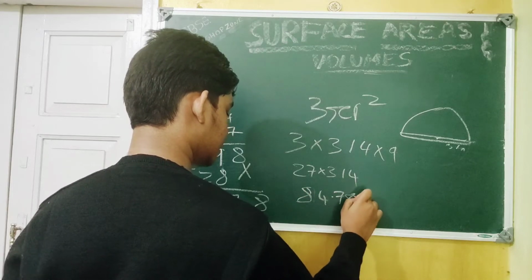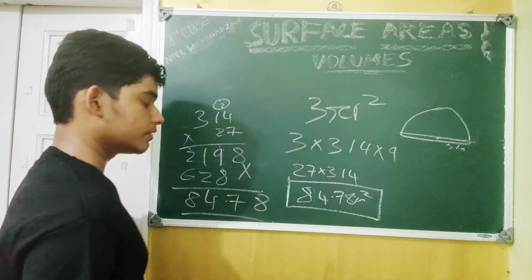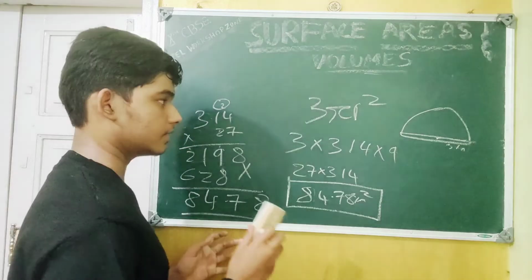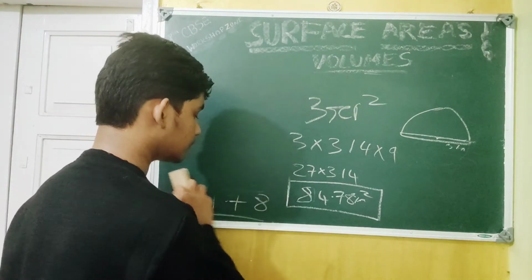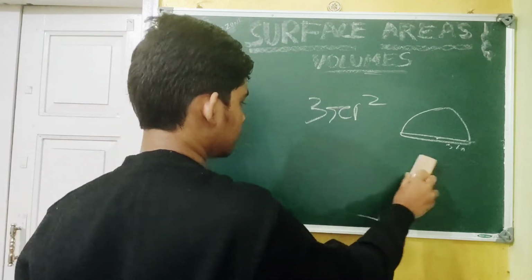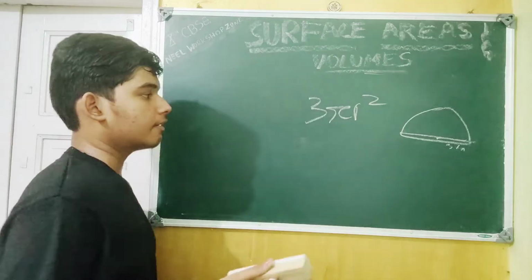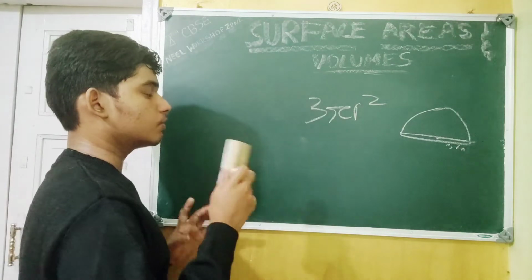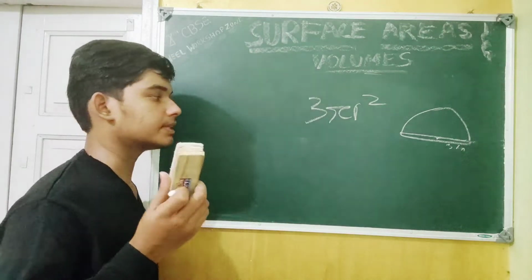84.78 centimeters square. Now that we have the total surface area of a hemisphere, let's try to find the curved surface area of a hemisphere. Like I said, we'll talk about how we get this formula in the next episode, but the formulas for the total surface area and the curved surface area are pretty similar.